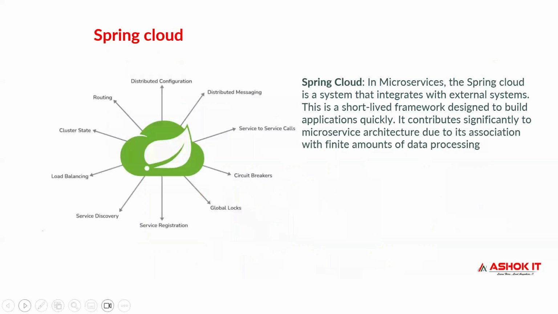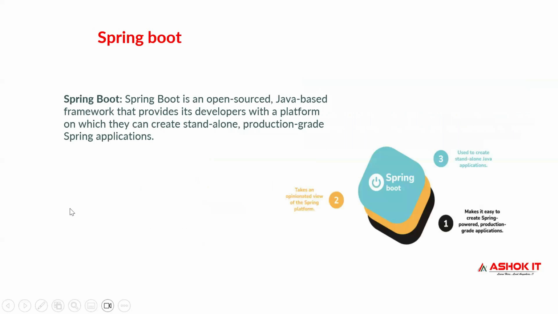So first is Spring Cloud. Spring Cloud in microservices is a system that integrates with external systems. This is a short-lived framework designed to build applications quickly. It contributes significantly to microservice architecture due to its association with a finite amount of data processing. And our next is Spring Boot, which is very common these days.